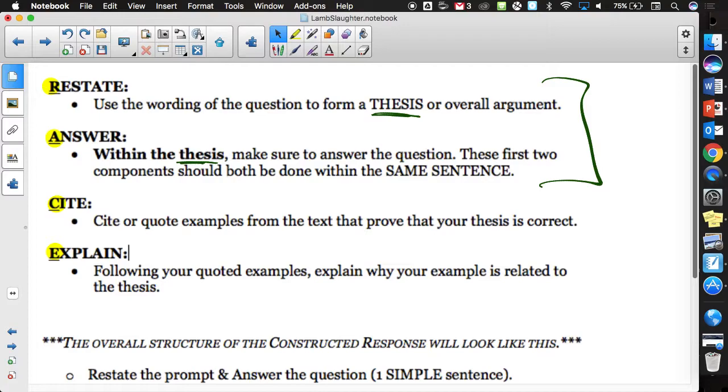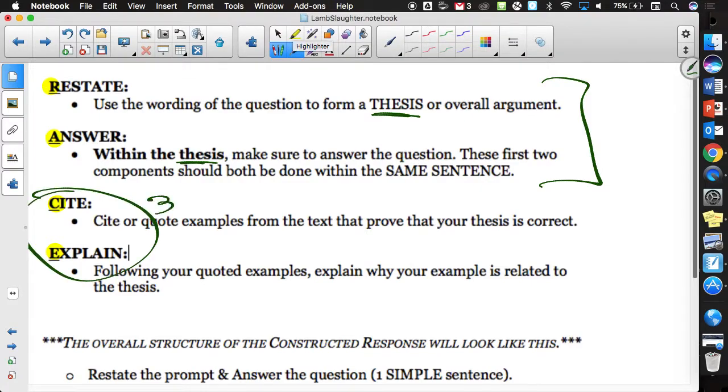3. I need 3. So the easy math lets you know that the rest of my 9 sentences, I have 3 going towards one example, 3 going towards the second example, 3 going towards my third example. So 1 thesis statement and then 3 examples coming in. So for this part, I'm going to do a cite and explain 3 times.